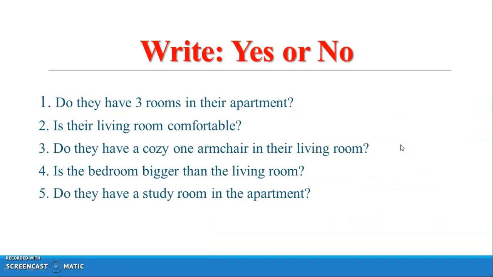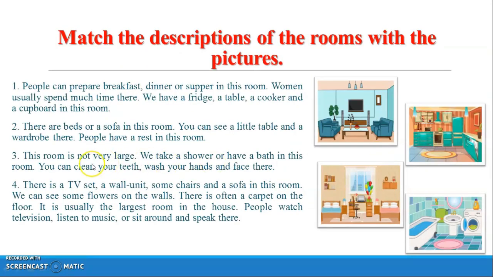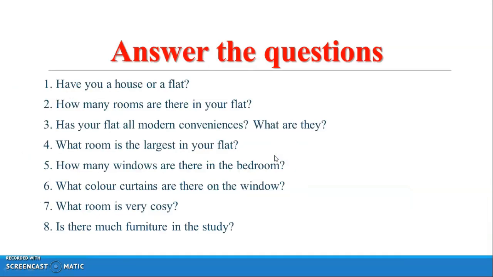Let's do the next task. Write yes or no. Match the descriptions of the rooms with the pictures. And answer the questions.